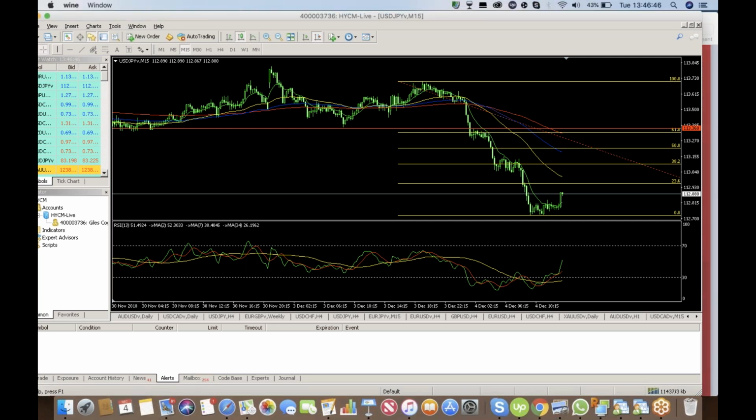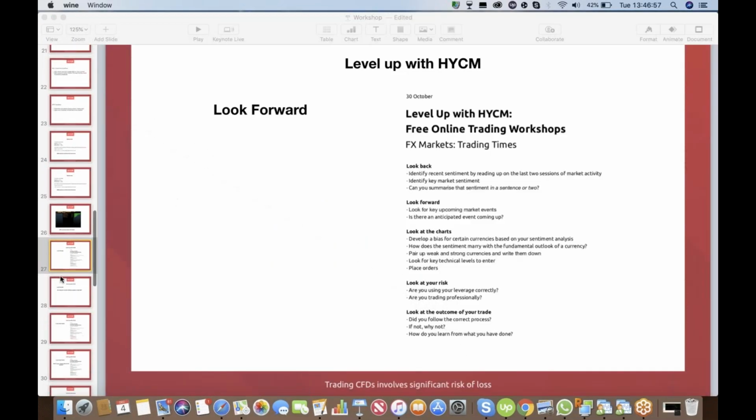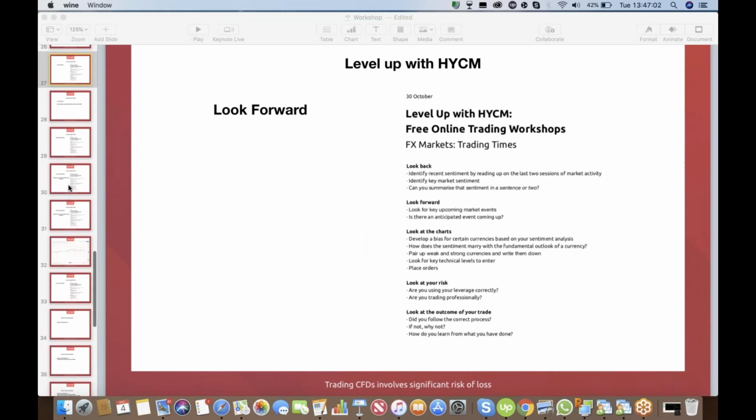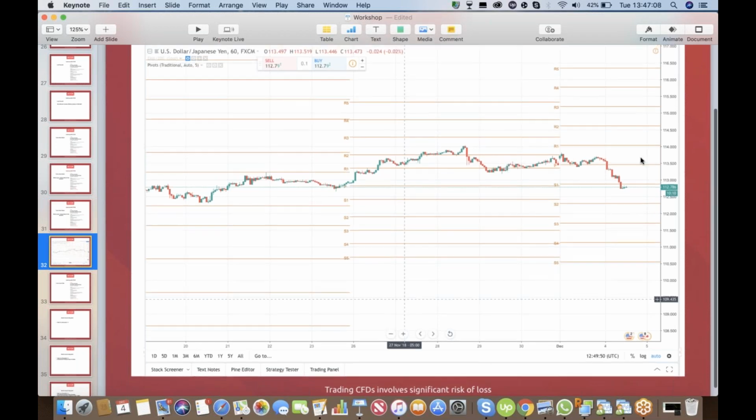Now the interesting thing about 113.50 is up here we have a pivot point. We have a pivot point at this region here. Now let me show you. I think I just pulled this down onto the screen for you. Let's have a look. Yes, here it is. So you see here, this is a pivot point. 113.50 is the daily pivot point for the dollar yen pair.